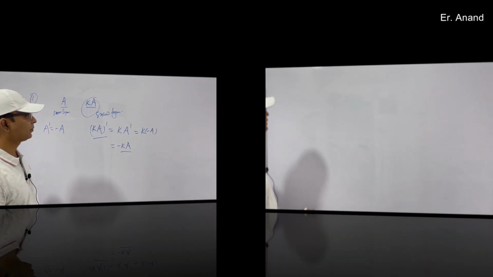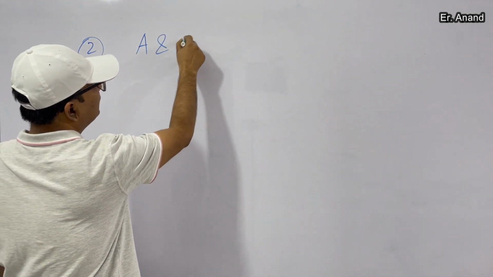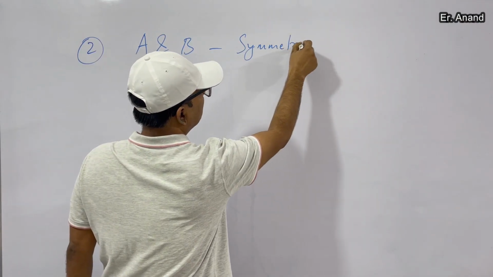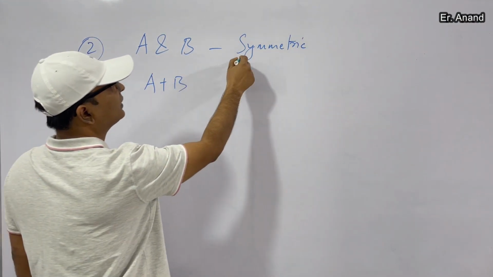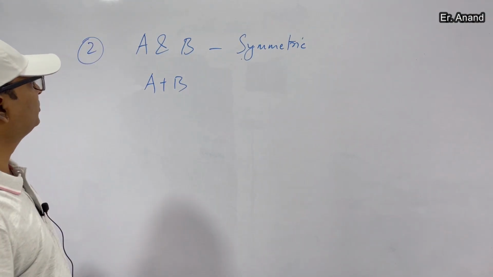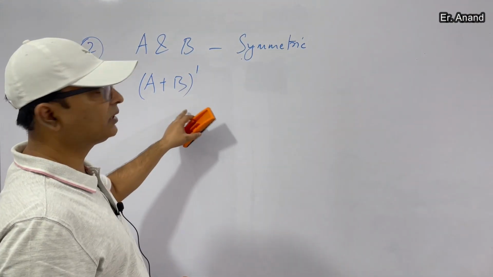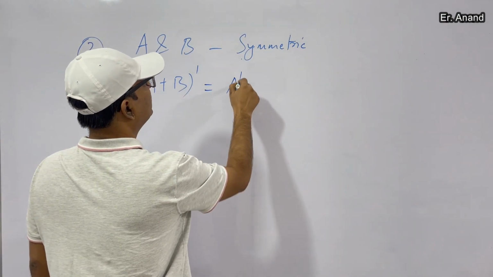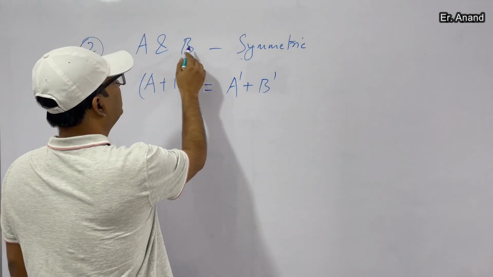Okay. The second question is, A and B are symmetric matrices. We have to prove that A plus B is also symmetric. How can we prove it? We take the transpose of A plus B, which from the definition is equal to A dash plus B dash, but A and B are symmetric.